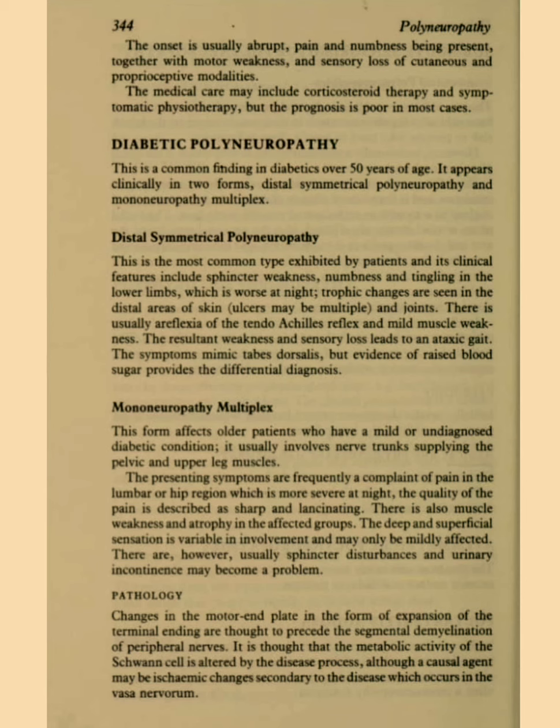Mononeuropathy multiplex. This form affects older patients who have a mild or undiagnosed diabetic condition. It usually involves nerve trunks supplying the pelvic and upper leg muscles. The presenting symptoms are frequently a complaint of pain in the lumbar or hip region, which is more severe at night. The quality of pain is described as sharp and lancinating.